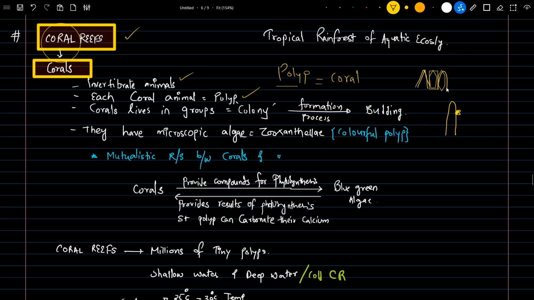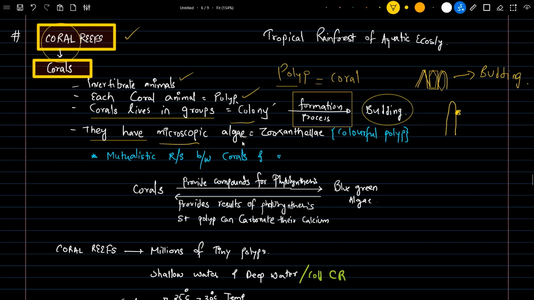The process of formation of this kind of group is called budding. Yeah, here we can see, corals live in groups, which is called a colony. The formation of this colony is called budding. And they also have a small microscopic blue-green algae present on them, which is known as zooxanthellae, which is responsible for the polyp or the coral being so colorful.